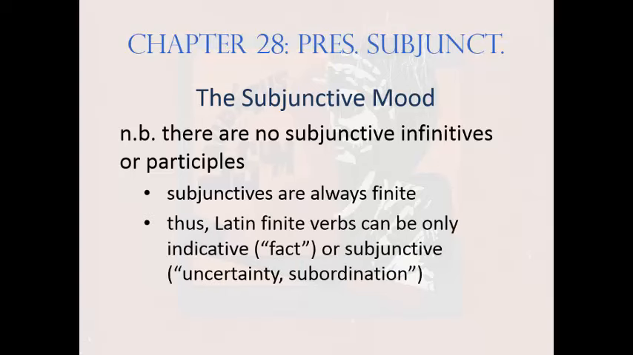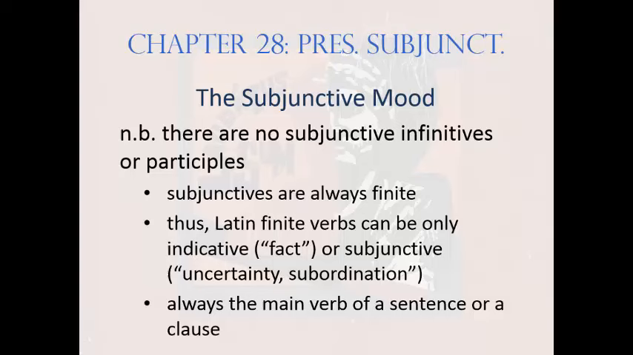Or to look at it another way, finite verbs can only be indicative or subjunctive. None of the other verb forms, like infinitives or participles, use personal endings. So if you see a personal ending, the verb's either indicative or subjunctive, fact or fiction, or in a clause. That also means it has to be the main verb of the sentence, or the main verb of a clause.